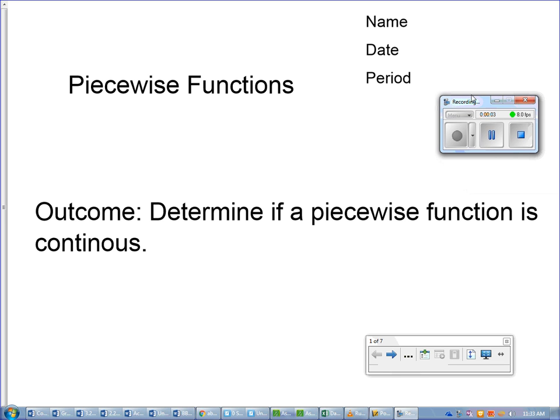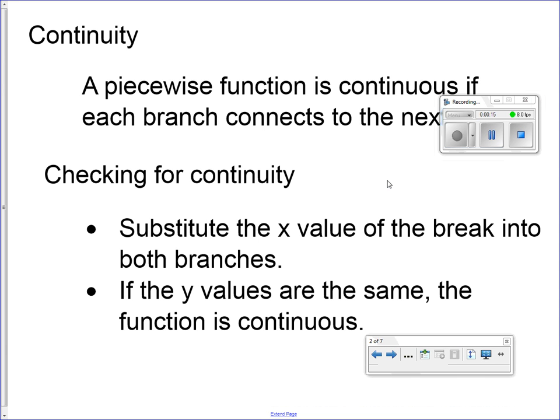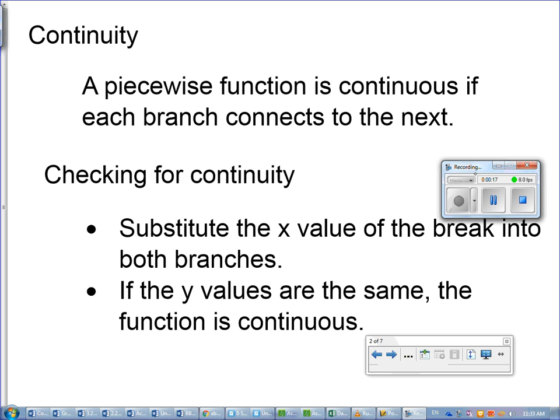The title of this note is Piecewise Functions, and the outcome is to determine if a piecewise function is continuous. So a function is continuous if every piece connects to the next. If you imagine tracing the function with your pencil, you would not have to pick up your pencil to trace the entire function if it's continuous.